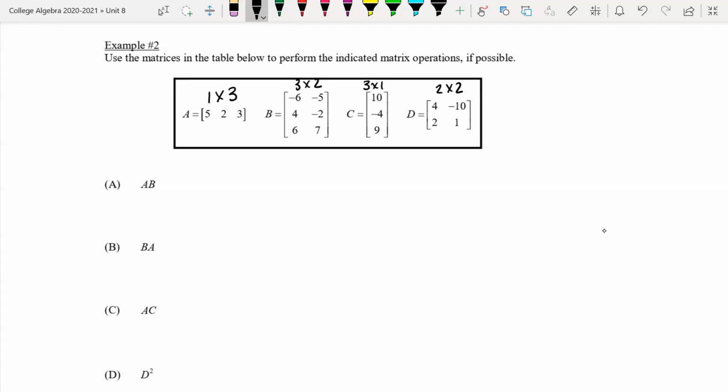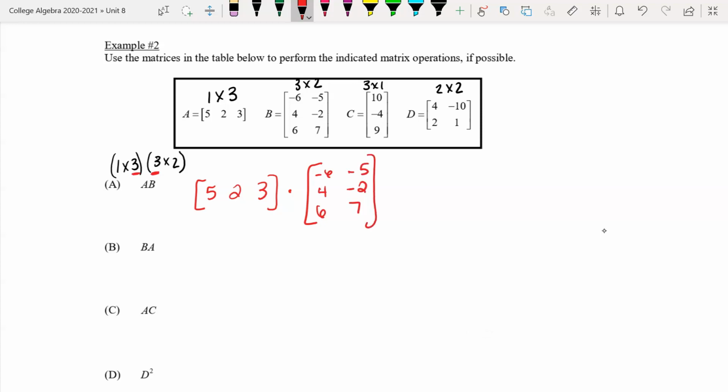So I'm going to take A times B. So I'm taking a 1 by 3 times a 3 by 2. So in order to multiply, do you see how the inside numbers, kind of like the FOIL method, they're both 3's? That means you can actually multiply them. So this is possible. The inside numbers have to match up. And then the outside numbers are going to give you the resulting matrix. So when I multiply, I should get a 1 by 2.